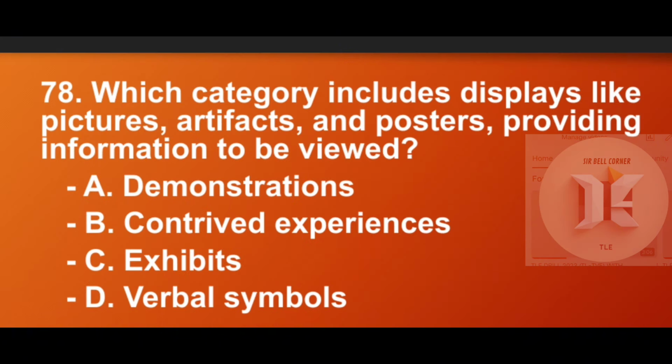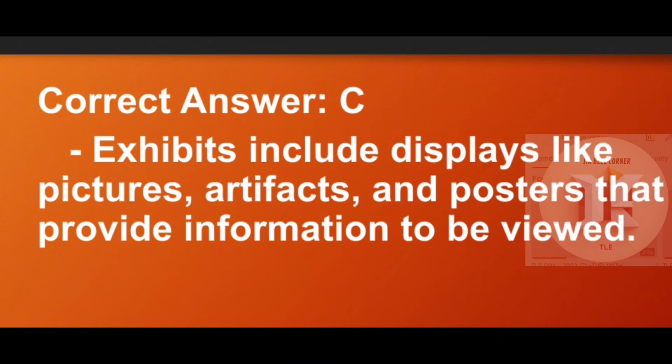78. Which category includes displays like pictures, artifacts, and posters, providing information to be viewed? A. Demonstrations. B. Contrived experiences. C. Exhibits. D. Verbal symbols. Correct answer. C. Exhibits include displays like pictures, artifacts, and posters that provide information to be viewed.